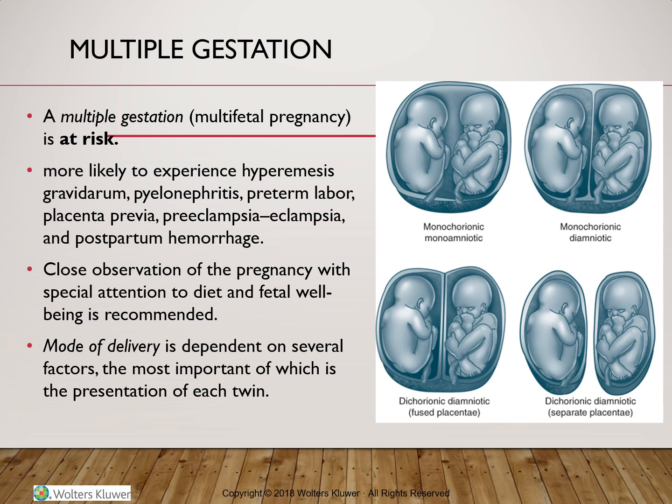Women with multifetal pregnancies have an increased risk for hyperemesis gravidarum, pyelonephritis, preterm labor, placenta previa, and preeclampsia, eclampsia. Also, the fetuses are at risk. They may be conjoined or experience growth restriction or be born premature. In multifetal pregnancy, there is an increased fetal nutrient demand. So a patient carrying twins will require more calories, especially proteins, in order to ensure the necessary energy and materials for the fetal growth.